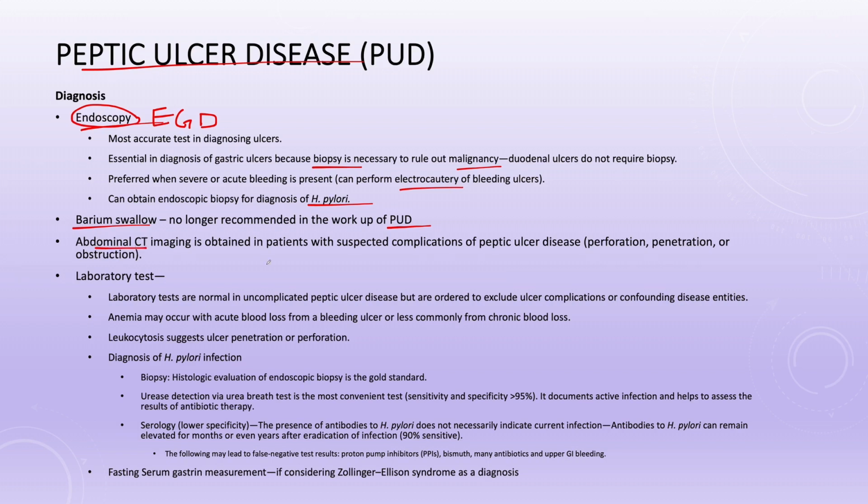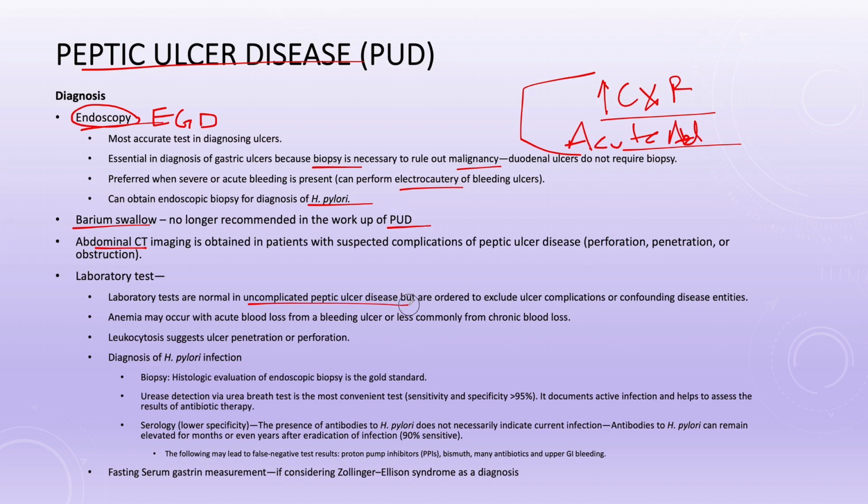And then also what's not listed here is an upright chest x-ray or an acute abdomen series. And that's an x-ray that's done to get a quick look at the abdomen. And I'm going to tell you about this in just a minute when we talk about complications of peptic ulcer disease. Okay, so be ready for this. It's coming up. Okay, laboratory tests.